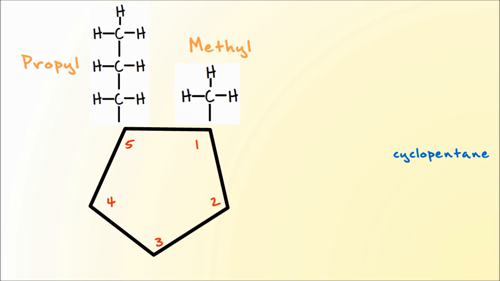So now let's put the numbers in. Propyl is 5 and methyl is 1. But that's wrong because we want propyl to have the smallest number possible. So instead we're going to switch it like this. Propyl is going to be 1 and methyl is going to be 2. So it's going to be 2-methyl-1-propylcyclopentane. That's a mouthful. Okay, so that's it.